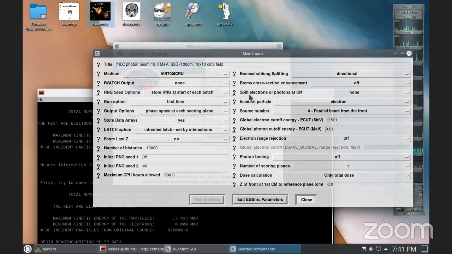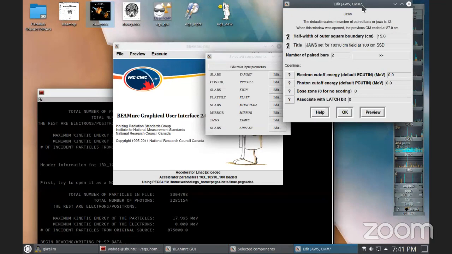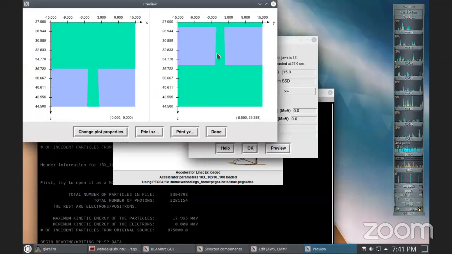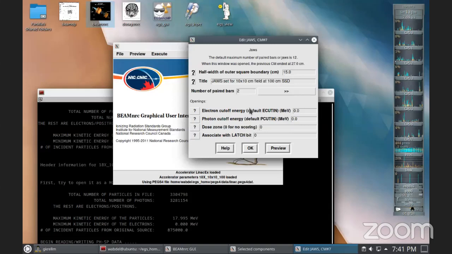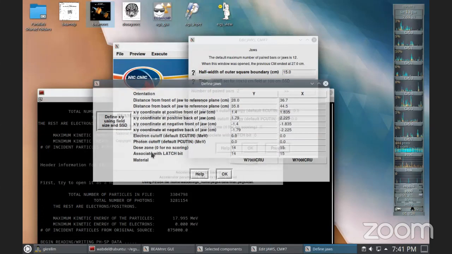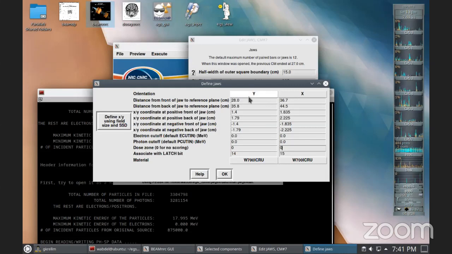And then when we go, for example, to the JAWS, there, this is the opening, this is inside. I'm not interested, this is for what's inside in between the JAWS, and that is air, okay? I'm not interested in that. I'm interested in what happens in the jaw itself. So for example, I don't need this, okay? But for example, if it interacted in the Y jaws, the 14th bit will be turned on. It will be one, converted from 0 to 1. And if it interacted in the X jaw, then the 15th bit will be turned on.